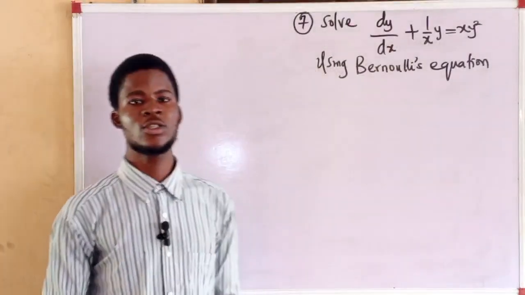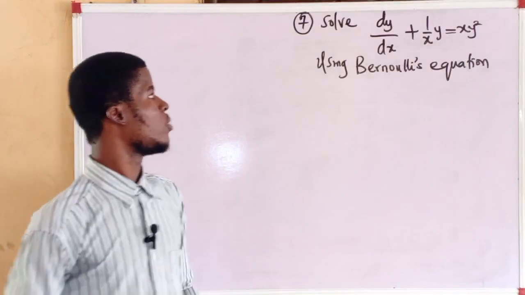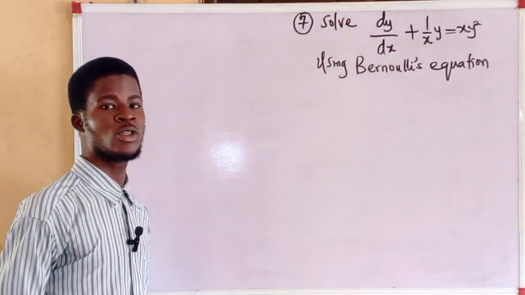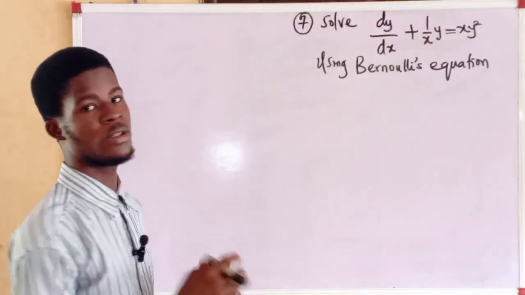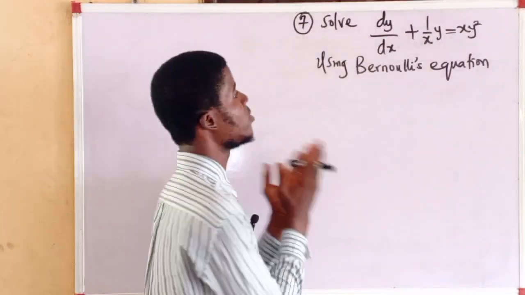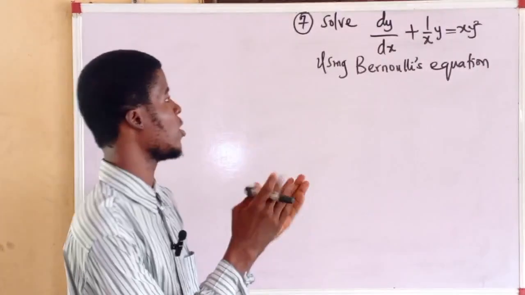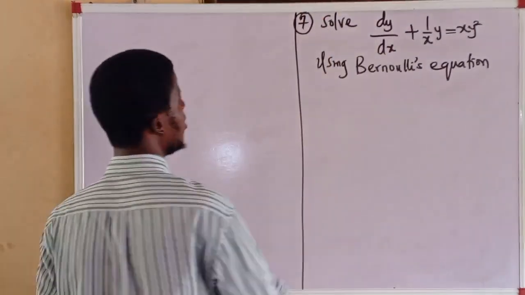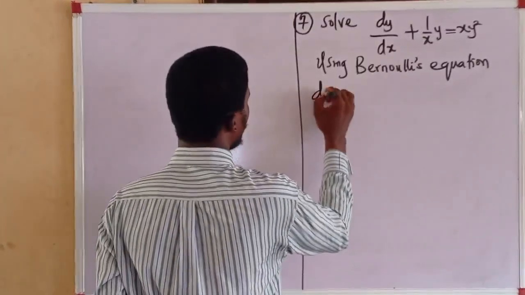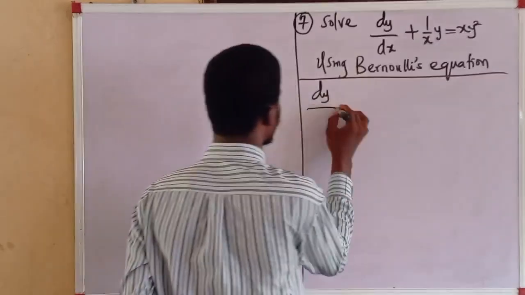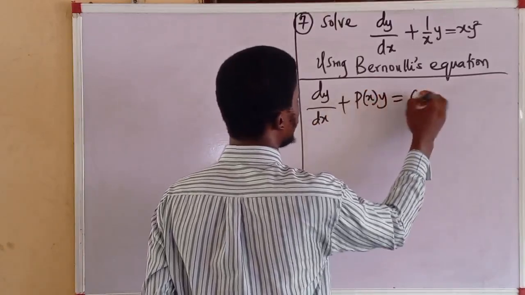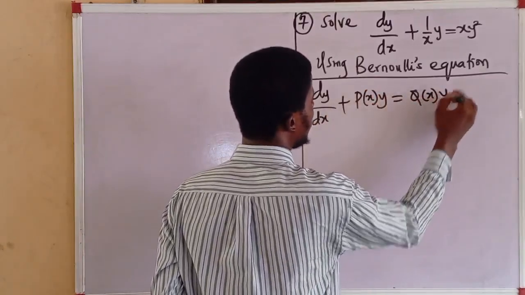All right, let's solve this question. We are to solve dy dx plus 1 over x y equal to x y squared using Bernoulli's equation. Actually, this is Bernoulli's differential equation of the first order. A Bernoulli's differential equation of the first order is of the form dy dx plus p of x into y equal to q of x into y to the power of n.